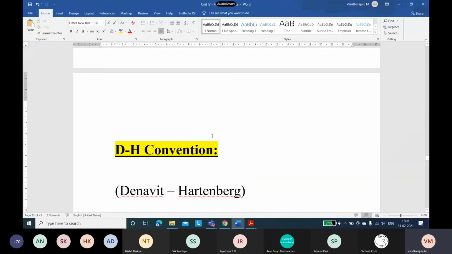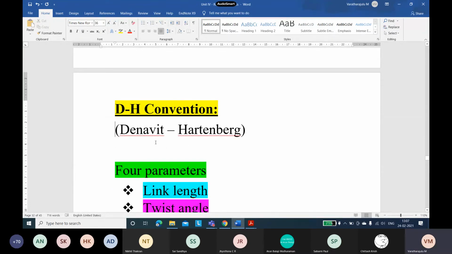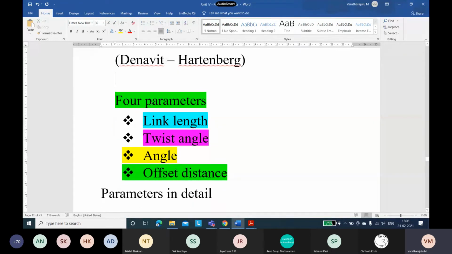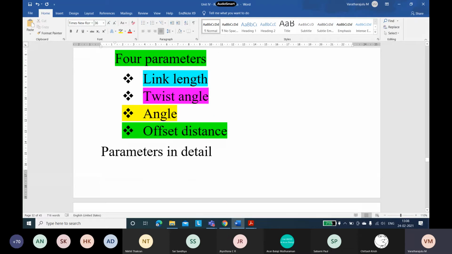And this is what we are going to deal with, that is the DH convention. The Denavit and Hartenberg convention might be used for understanding the basic kinematics, and we'll call it the DH convention. The DH convention is usually based on 4 different parameters. One is link length, twist angle, and offset distance.